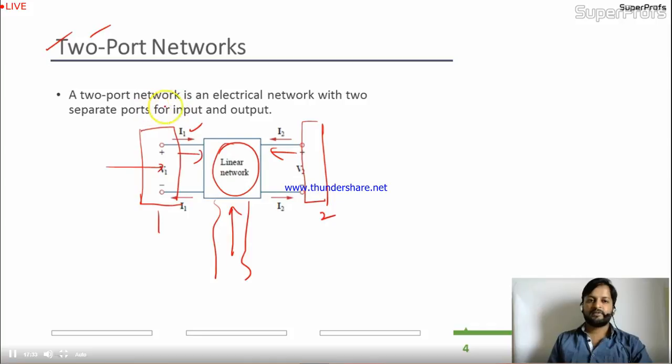Right? So the two-port network is an electrical network with two separate ports for input and output. Okay? You can take output over here. You can take output over here. This is the transmission line kind of thing you can compare it with. Okay? I'll tell you.